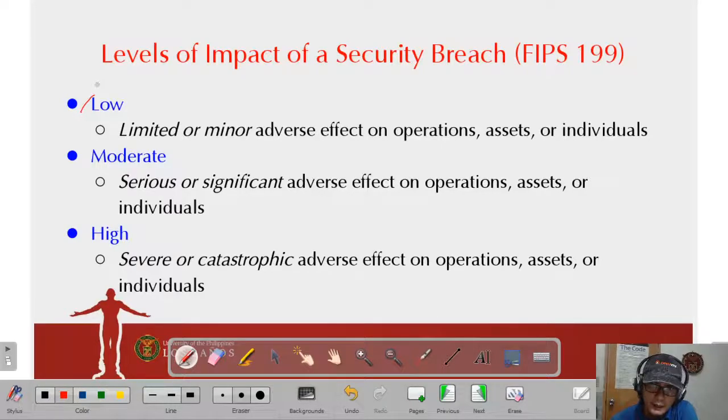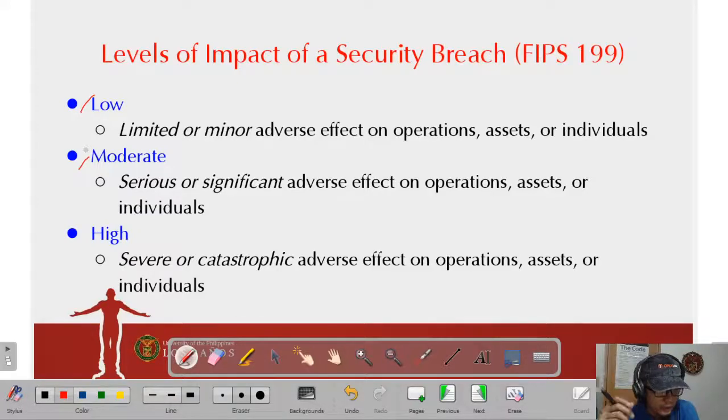if there is a limited or minor adverse effect on the operations, assets, or individuals. We will give an example later on of how we evaluate the level of impact of a security breach. But somehow when you say low level impact, that means the effect is very minor, sometimes just a minor inconvenience. The second level is the moderate level. Now it has serious or significant adverse effects on operations, assets, or individuals.